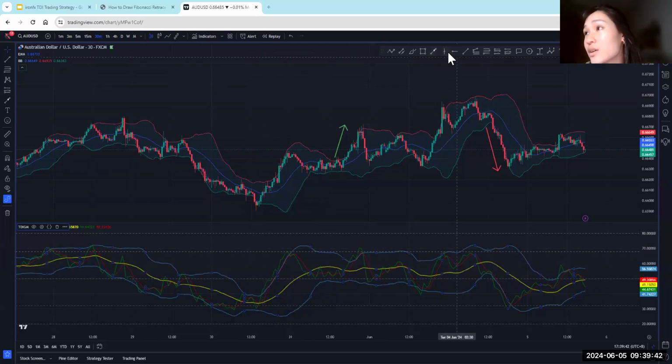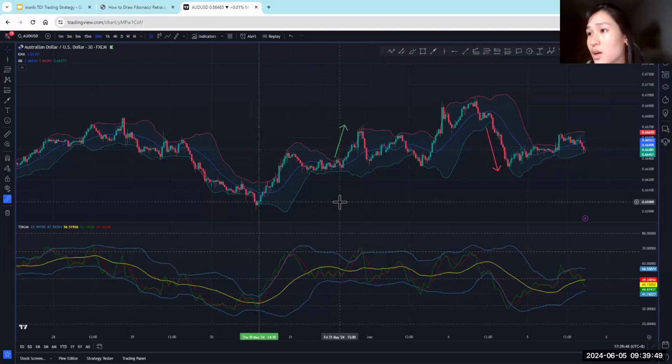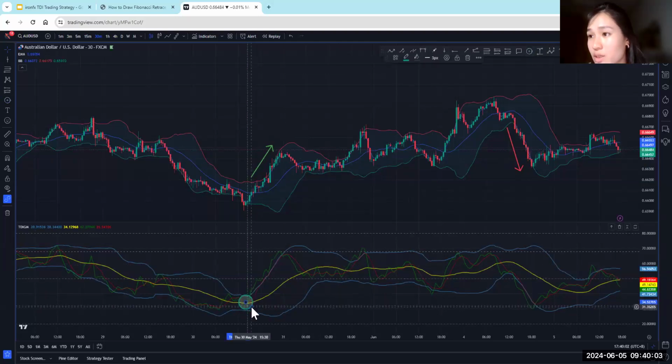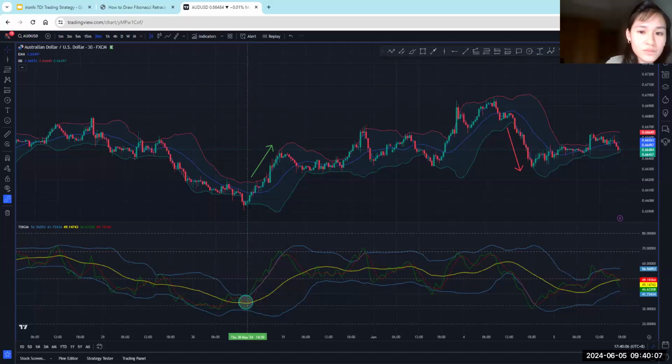Okay, so again, if you're a bit confused, I'll show you how it works again. We see prices increase up here when our green line crosses over our red line.